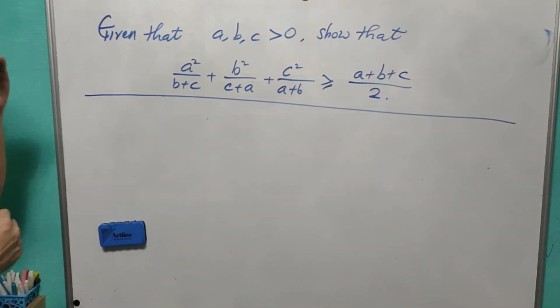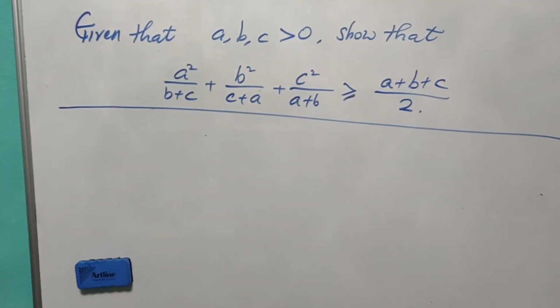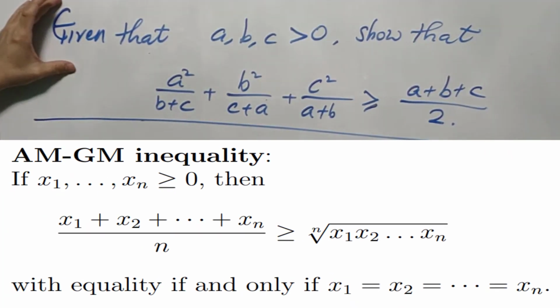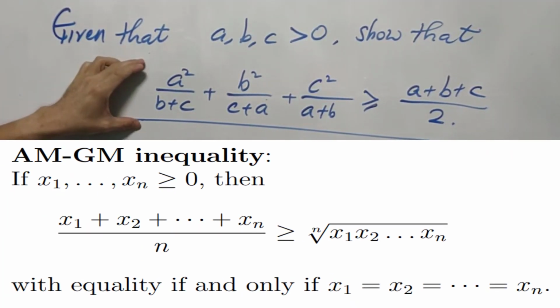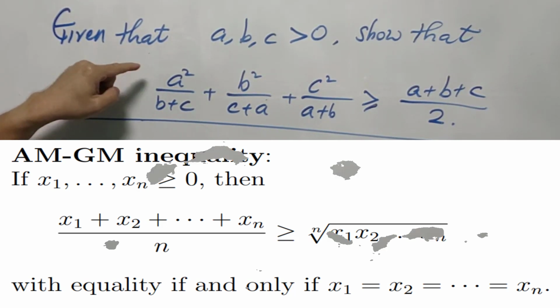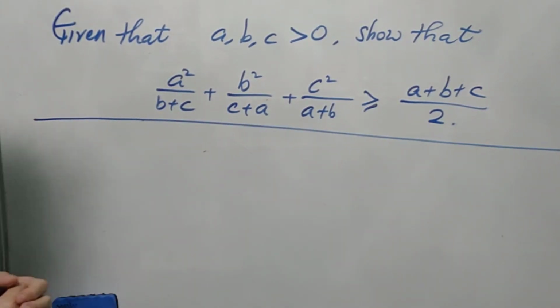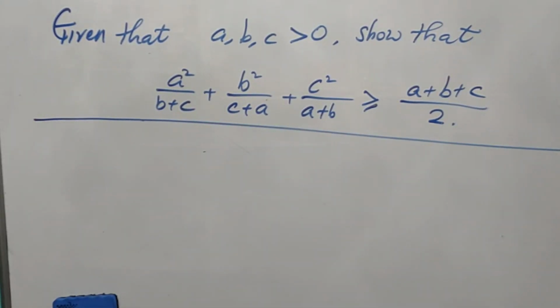For today, let's solve this standard inequality question using AM-GM inequality. Given that a, b, c are positive, we are asked to show that the expression on the left, that is a squared over b plus c, plus b squared over c plus a, plus c squared over a plus b, is greater than or equal to (a plus b plus c) over 2.